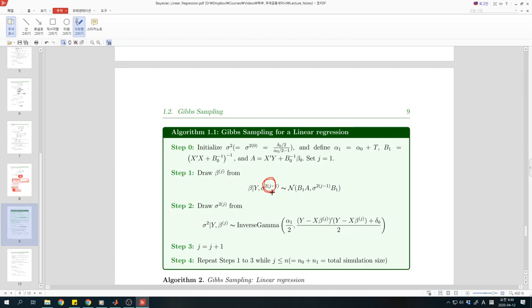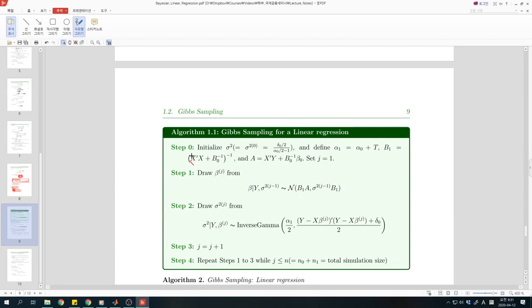Given sigma square, can you compute the mean and variance here? Let's see how to compute the mean and variance. We know the formula for the mean: it is B1 times A. Where is B1? B1 is here. To compute B1, what do you need? We need X and capital B0.